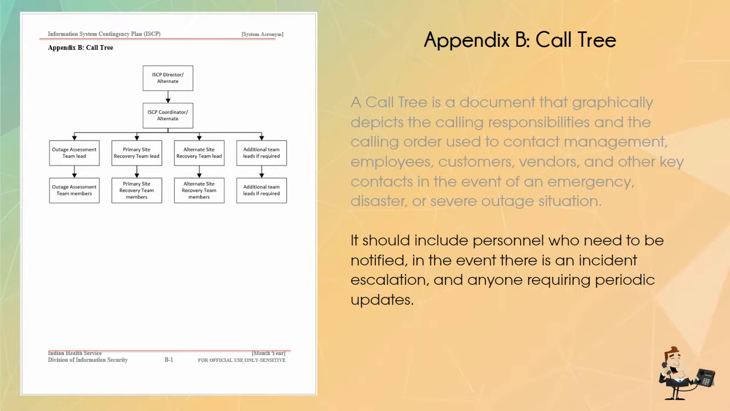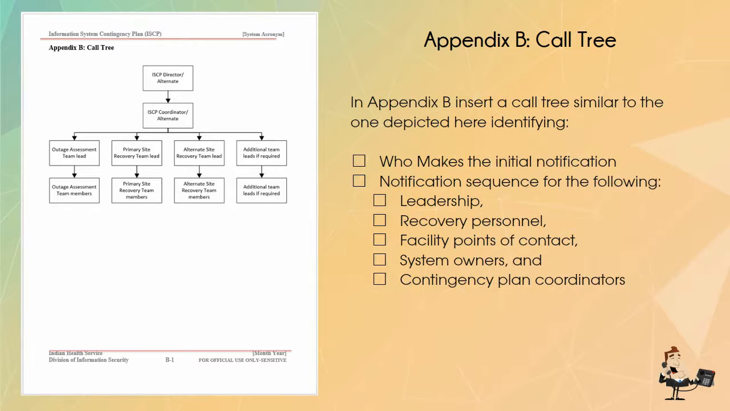It should include personnel who need to be notified in the event there is an incident escalation and anyone requiring periodic updates. In Appendix B, insert a call tree similar to the one depicted here, identifying who makes the initial notification sequence for the following: leadership, recovery personnel, facility points of contact, system owners, and contingency plan coordinators.